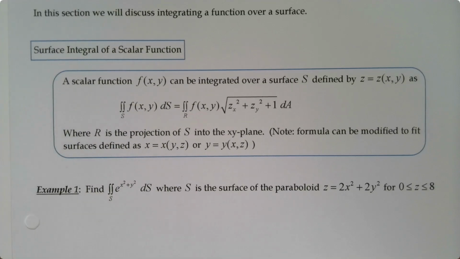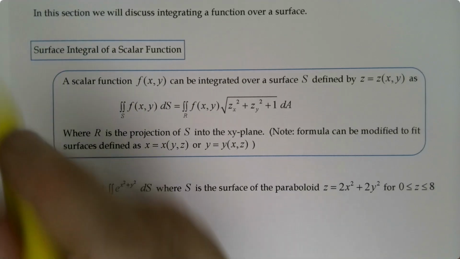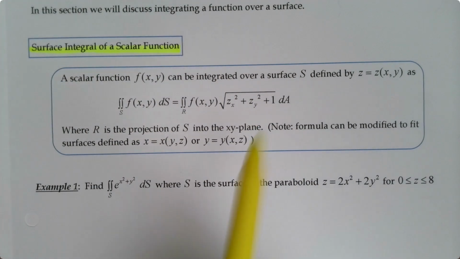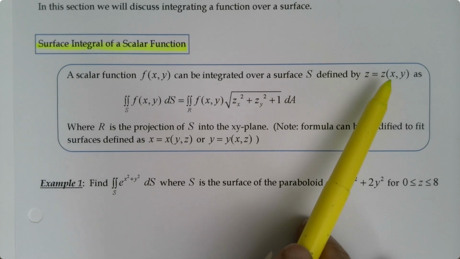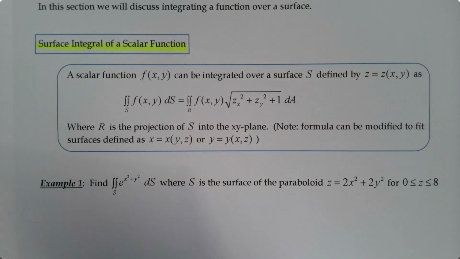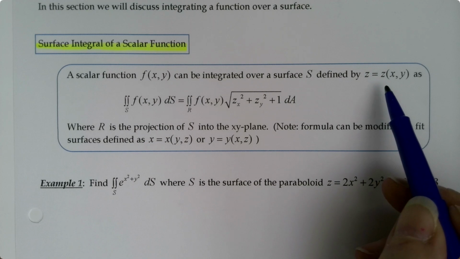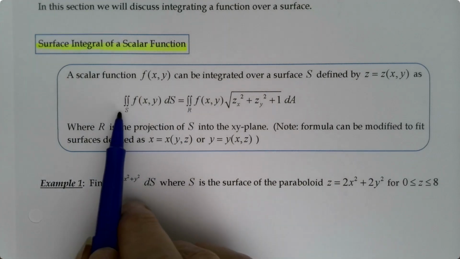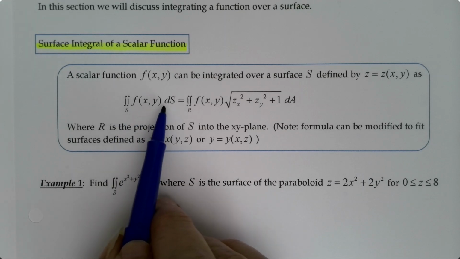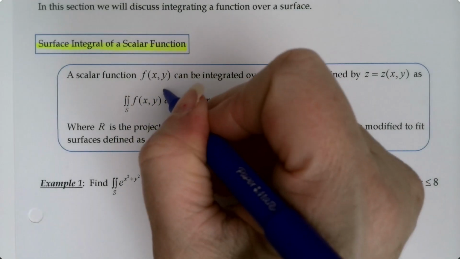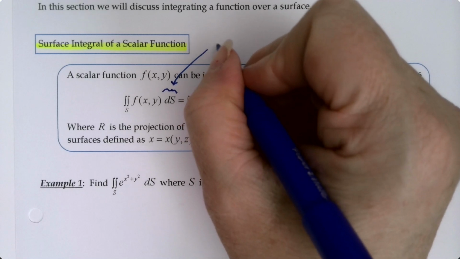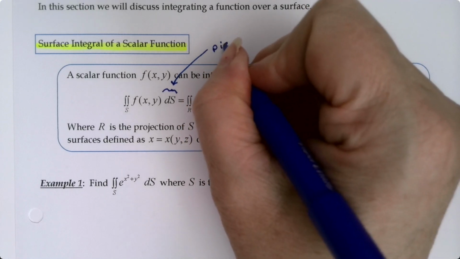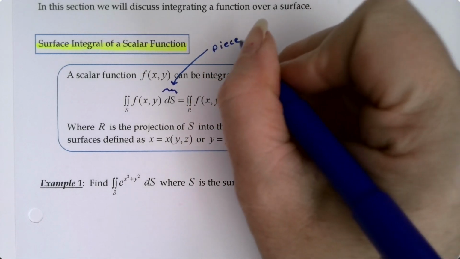A surface integral is when you have a scalar function f of x, y, and you can integrate it over a surface S defined by z equals z of x, y. We defined surfaces that way a couple chapters ago. All right, then the double integral over the surface S for that function ds. Okay, so ds, what is that standing for? Right, dA was area. ds is a piece of the surface area.